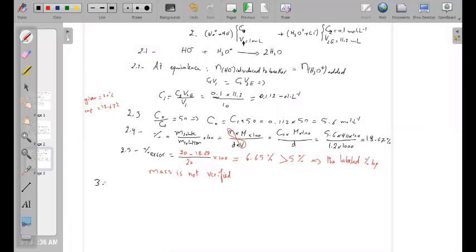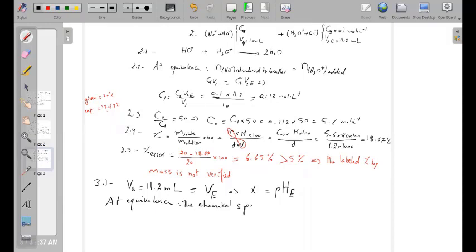Part 3.1. VA equal 11.2 milliliter is the volume of acid added at X1. Then X equal to the pH at X1. At X1, the chemical species present are: we have Na plus from the strong base NaOH, Cl minus from the strong acid HCl, and H2O.